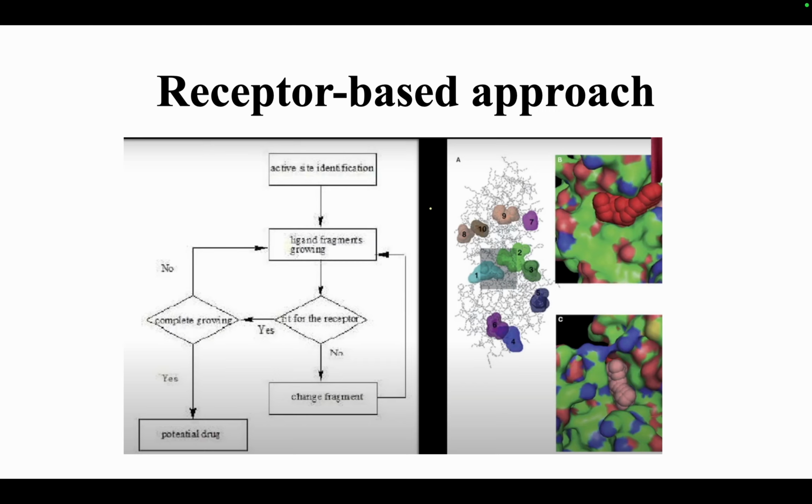For this approach also we need the active site information. As you can see here, this is the active site, and we have these red molecules, so we can grow the molecules. By growing, we can add different functional groups that will interact with this active site, and we can design an inhibitor in such a way.